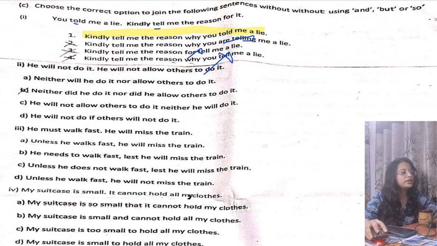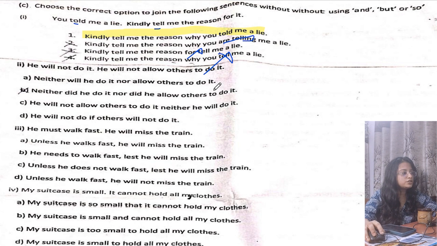You told me a lie. So you cannot say are telling. Kindly tell me the reason for telling. Correct. Kindly tell me the reason why you tell me a lie. This is past tense. So the only correct option over here is the first one. Number 1. Next. He will not do it. He will not allow others to do it.